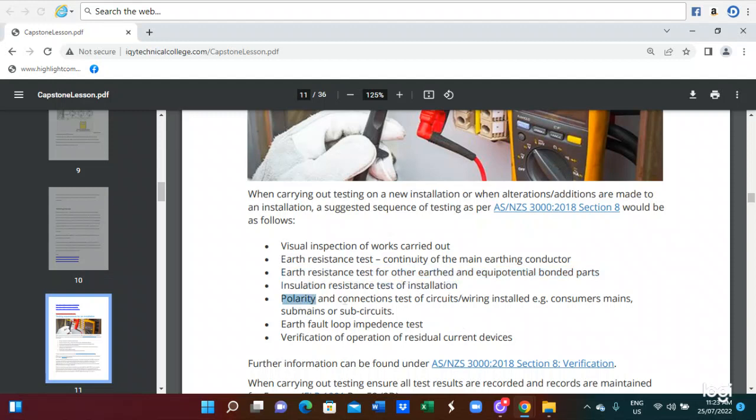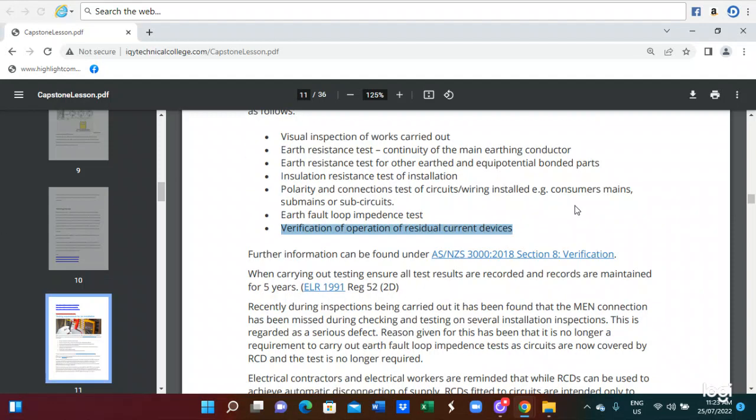Polarity connection test of the circuit wiring, earth fault loop impedance test, verification of the operation of the residual current devices. Slowly you have to view it. In the meantime, this is the AS/NZS 3000:2018 section 8 verification. So you also have to know the rules about the verification.